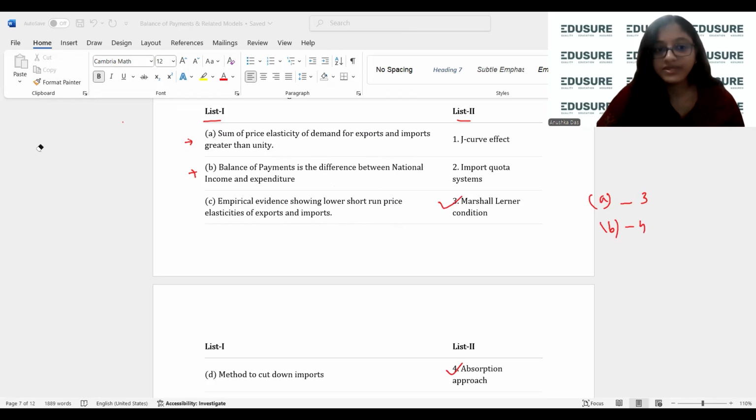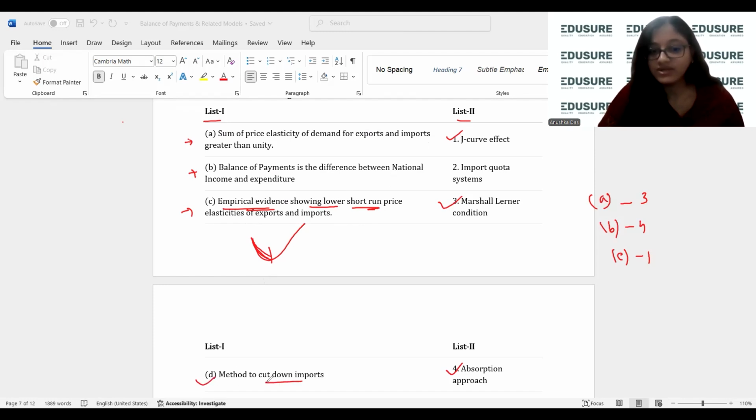Now see the third option. It says empirical evidence showing lower short-run price elasticities of export and import. This will be given by the J-curve effect, right? We have seen this just now. In the short run, this is an empirical evidence. So the J-curve was tested empirically. It is empirical evidence showing lower short-run price elasticity. So in the short run, it is getting lower. This will be given by the J-curve.